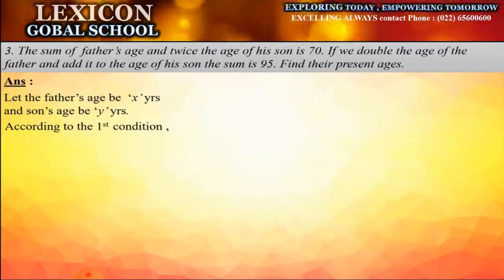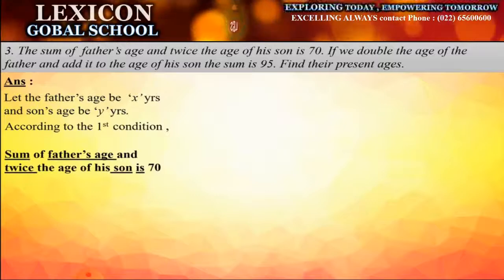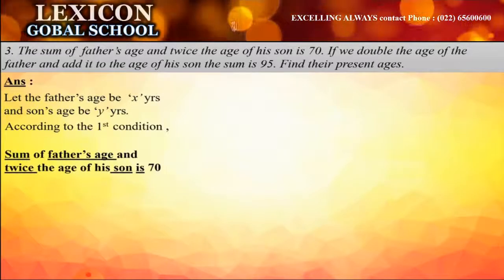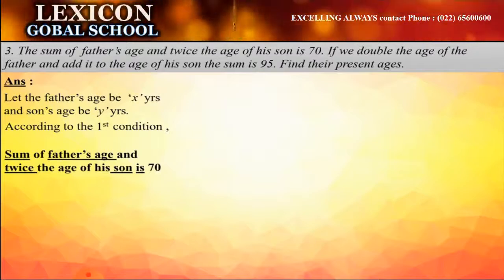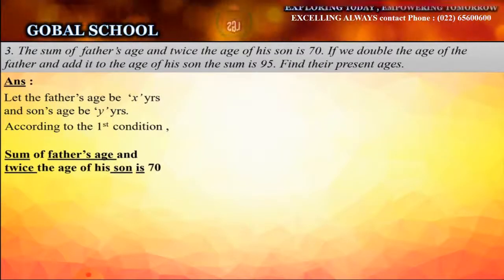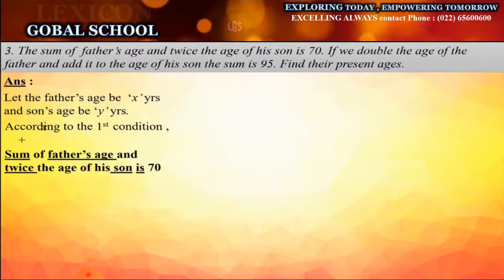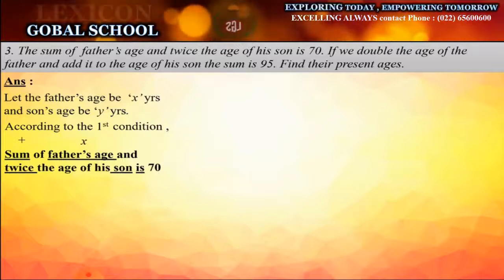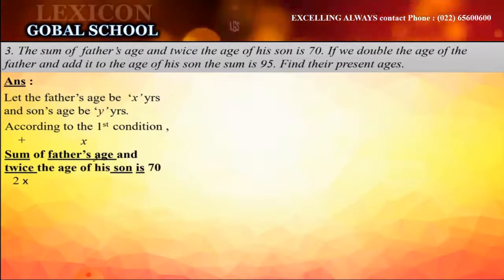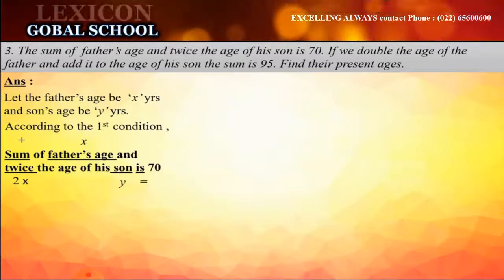According to the first condition, the first statement says, sum of father's age and twice the age of his son is 70. Let us underline the words and write the signs which we know. Sum means addition. Father's age is x. Twice means 2 into. Son is y. And is means is equal to.